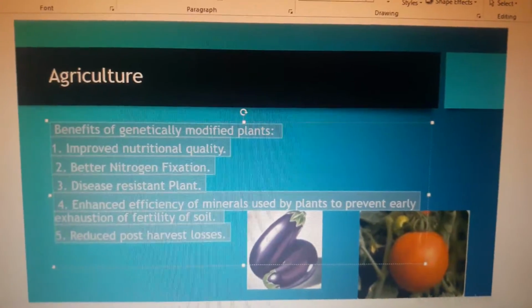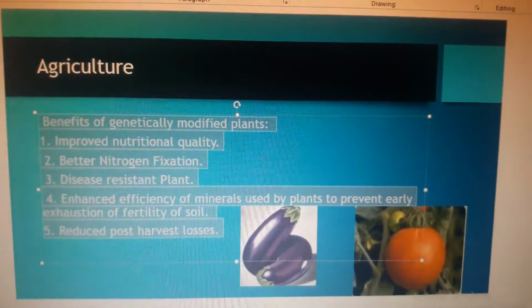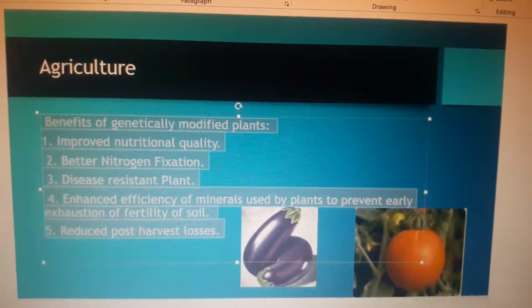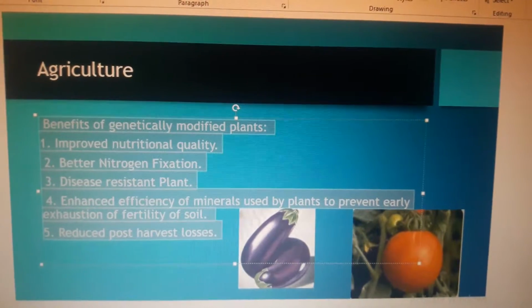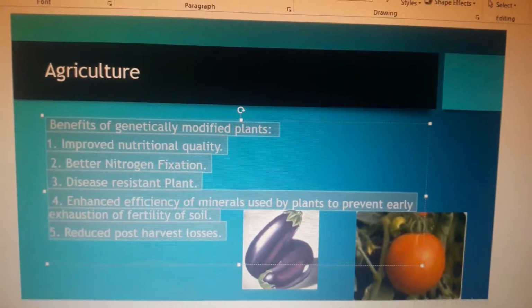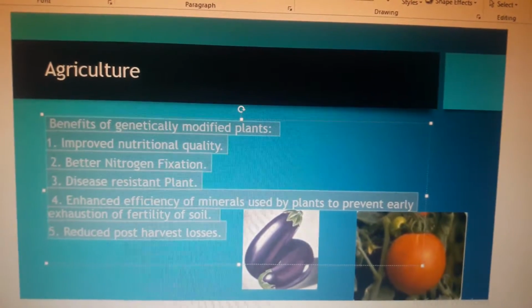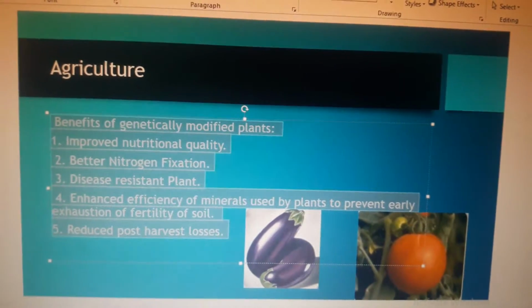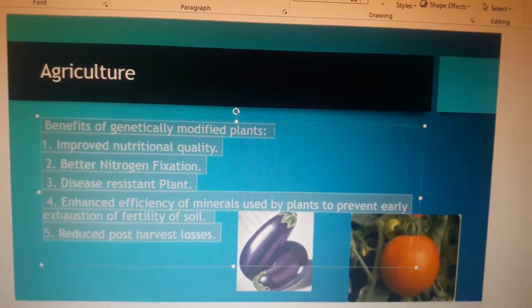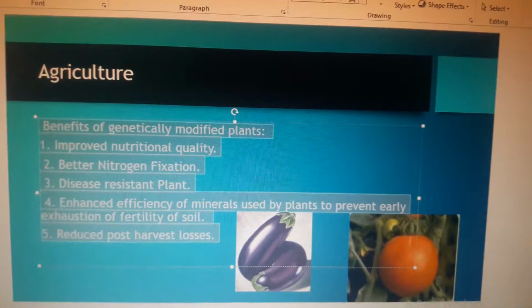Agriculture. Benefits of genetically modified plants. 1. Improved nutritional quality. 2. Better nitrogen fixation. 3. Disease-resistant plants. 4. Enhanced efficiency of minerals used by plants to prevent early exhaustion of fertility of the soil.